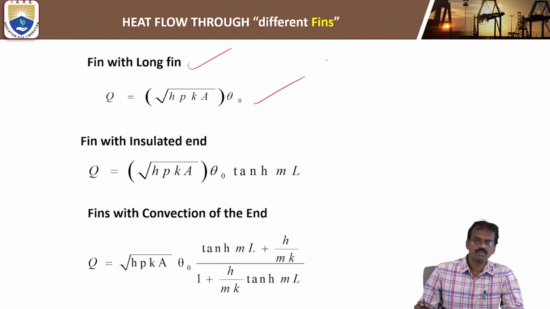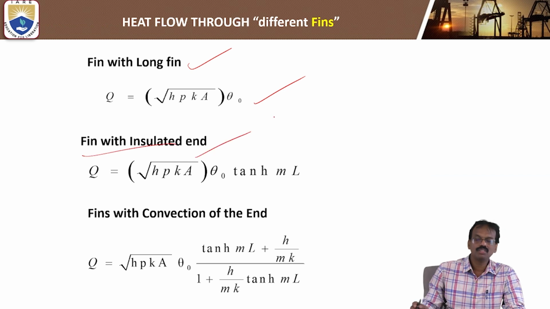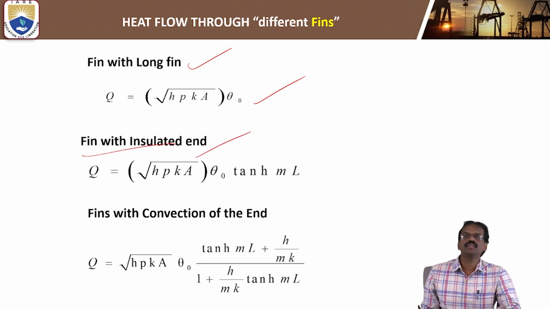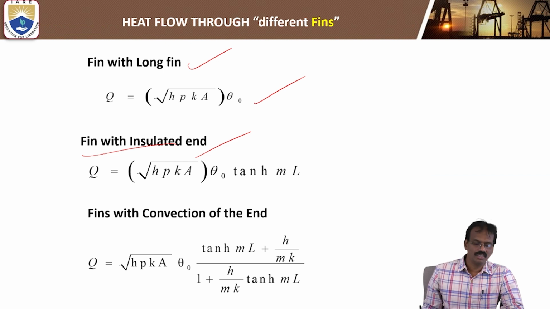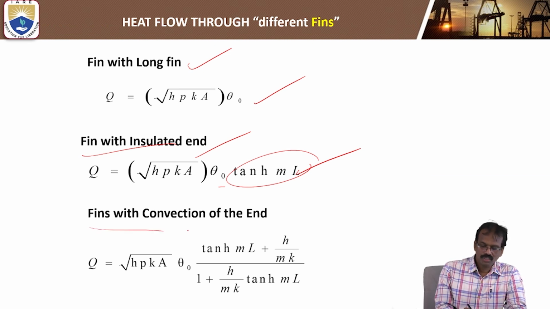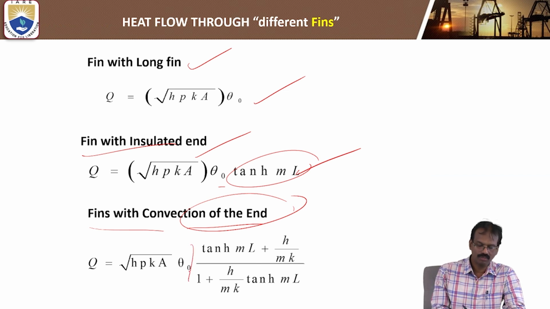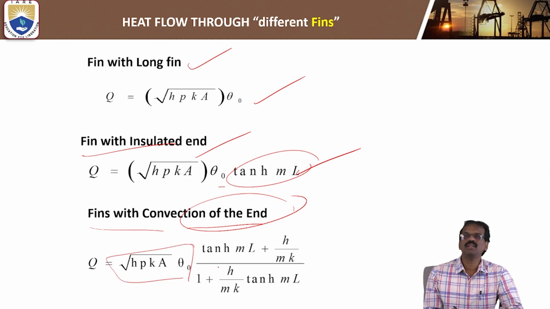So the formula for the rate of heat exchange in the long fin: Q is equal to under root of hpKa into theta naught. Next one, the fin with insulated end, the short fin: Q is equal to under root hpKa theta naught into tanh ml. Similarly, fins with convection at the end: under root hpKa theta naught, the same term, into tanh ml plus h by mk, divided by 1 plus h by mk into tanh ml. So these are the formulas.